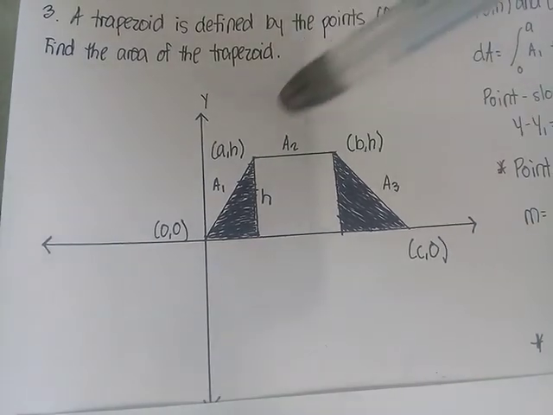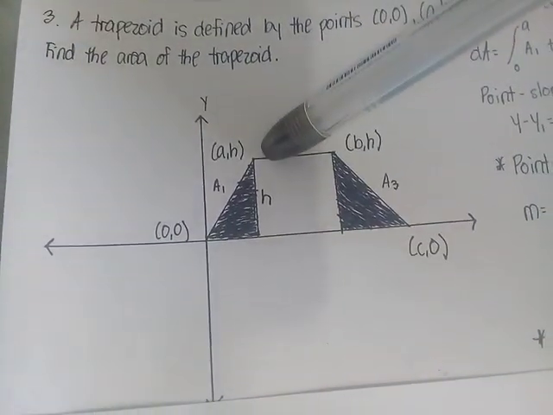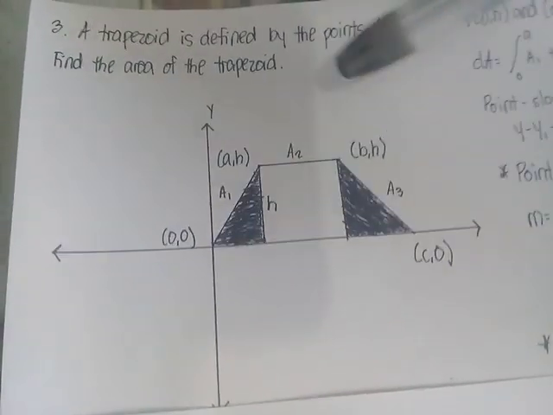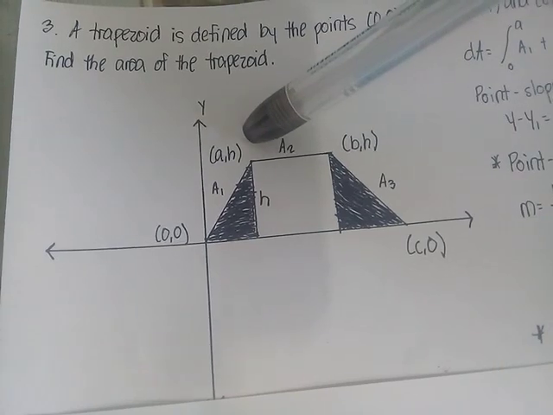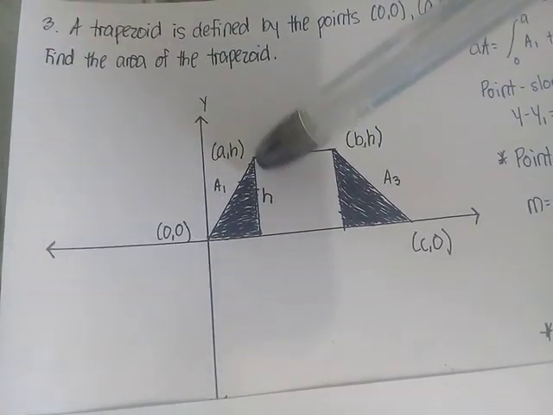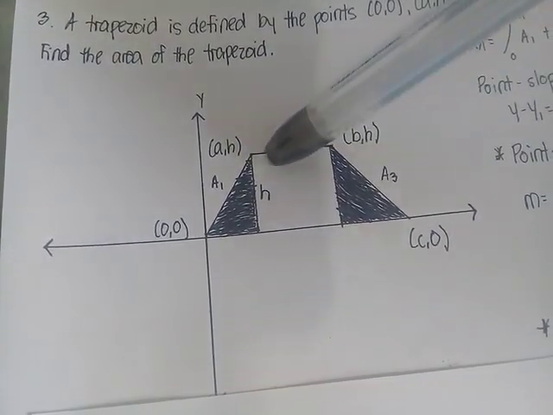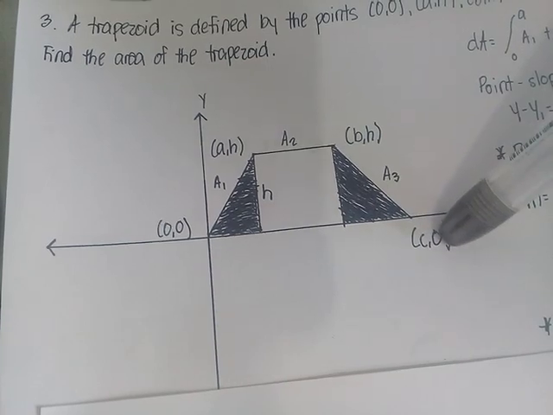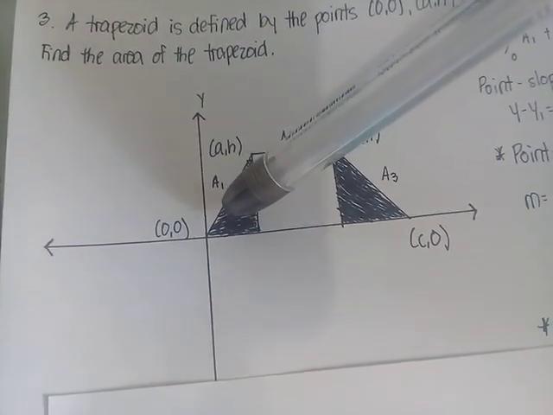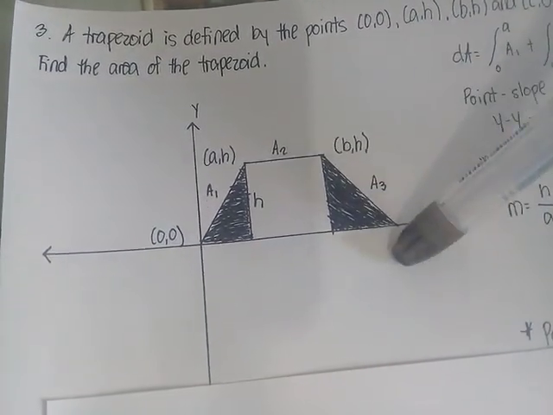For our area 1, this will be our area 1. Our coordinates will be 0, 0. This will be A and H, B and H, C and 0. So A, its height, then B and its height, then the third point will be C and 0. We will get the point slope of this one and for this one later on.